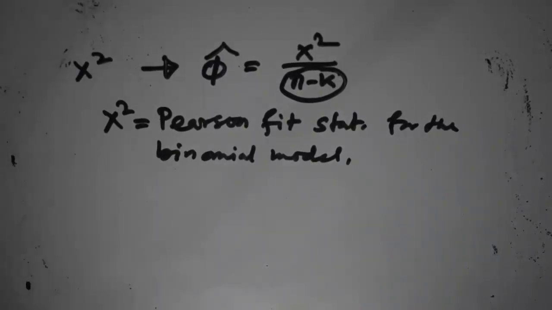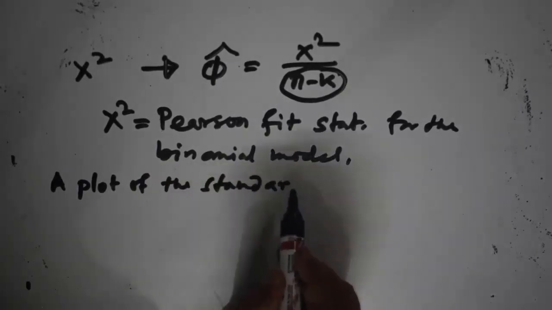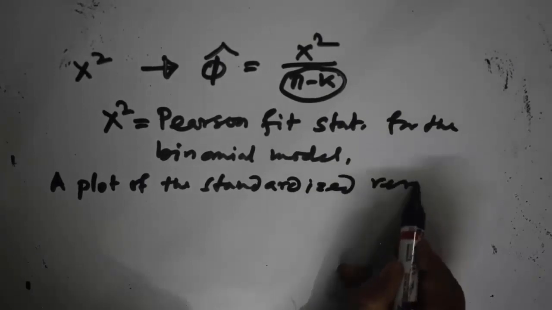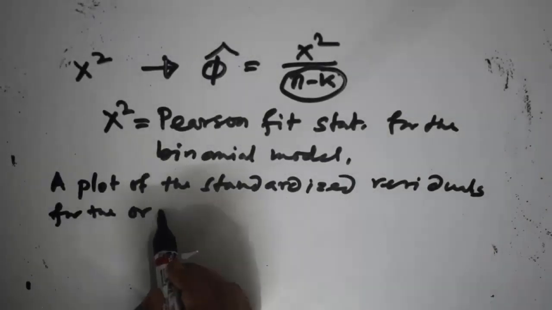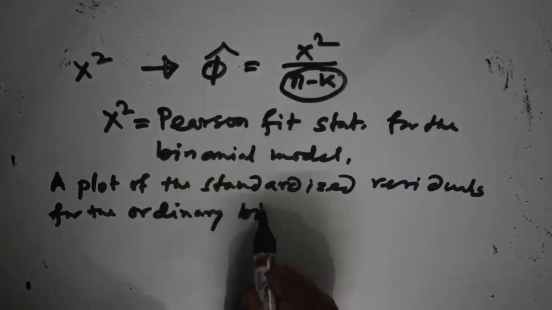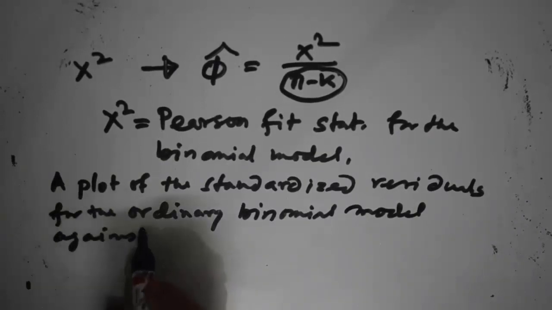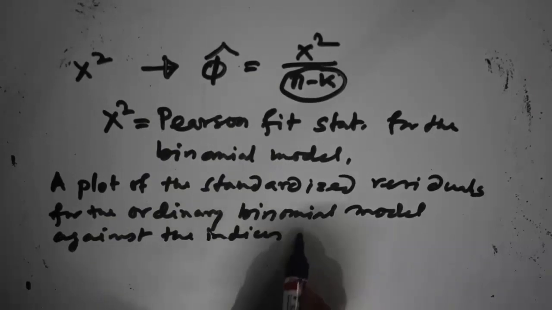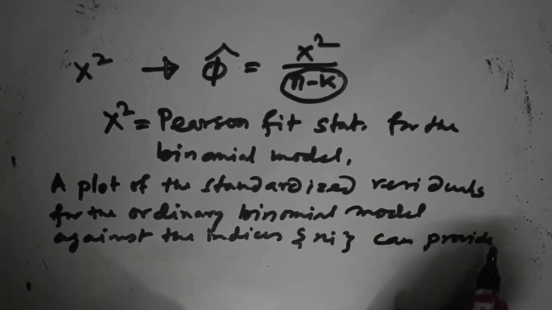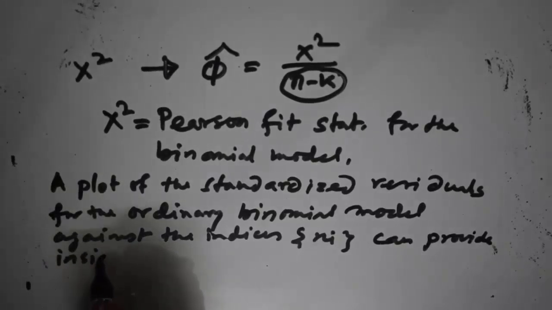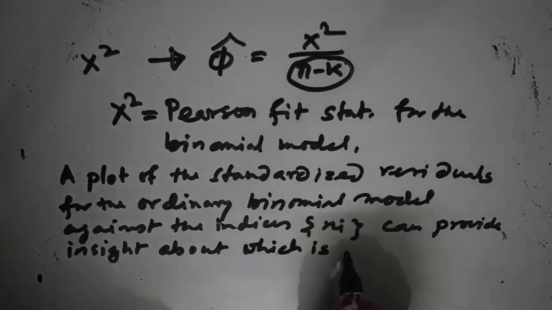A plot of the standardized residuals for the ordinary binomial model against the indices ni can provide insight about which is more appropriate.